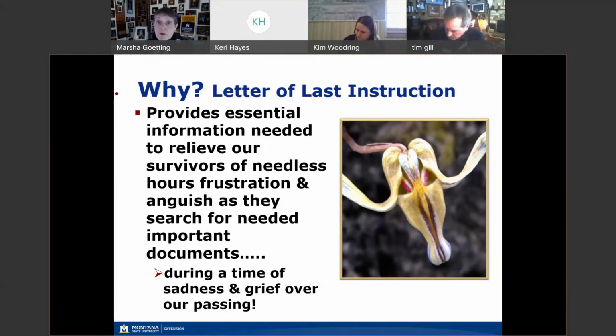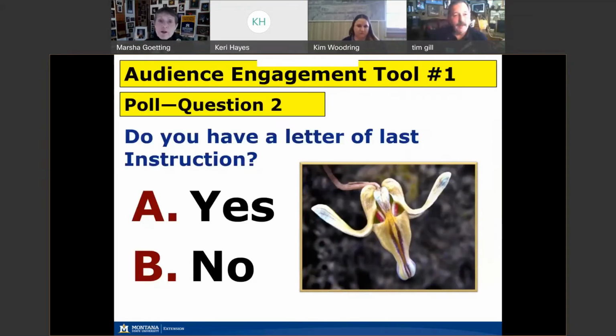You've got grandma, maybe she's 85, she's grieving over the loss of her husband, and then all these questions are coming at her, and she doesn't know where things are. So I kind of look at it as an adult responsibility to have one of these to make things easier for your heirs. So I'm just real curious. Do you have a letter of last instruction? That's an easy one. Yes or no?